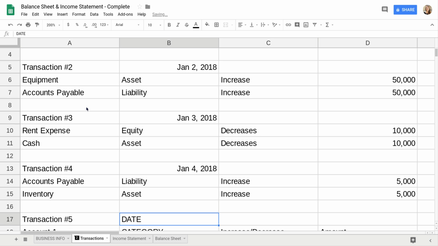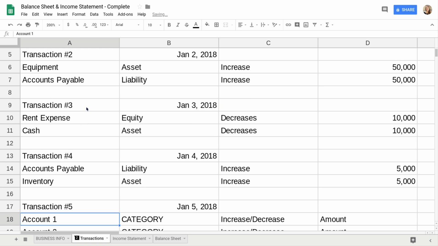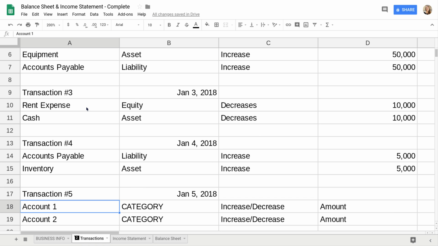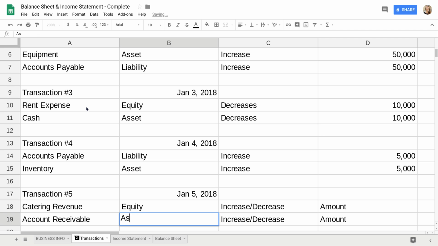Now I have some revenue on January 5th, 2018. So I bought some inventory and I have some revenue. So this is going to be catering revenue. That is an equity account. And I'm going to have cash, accounts receivable. So this person has paid on credit, which is an asset.